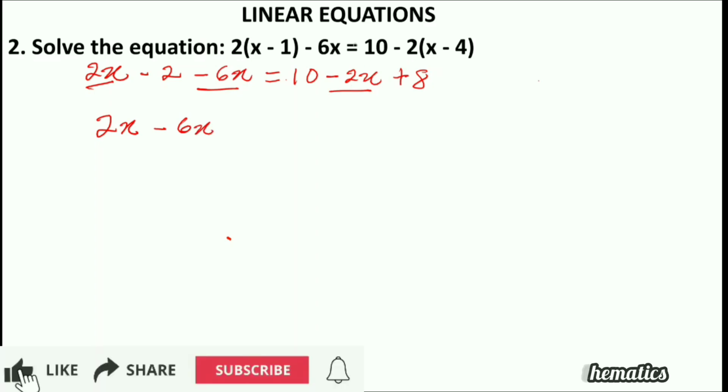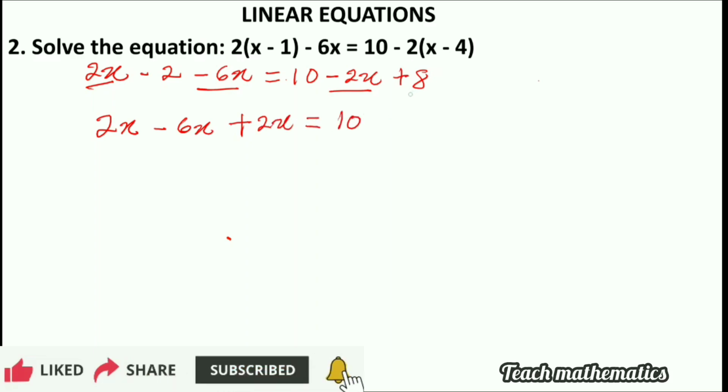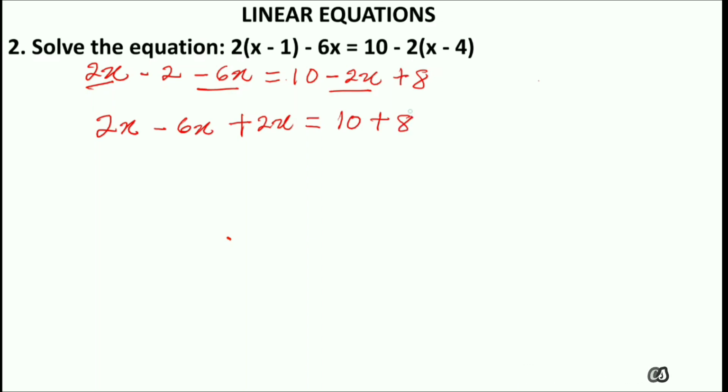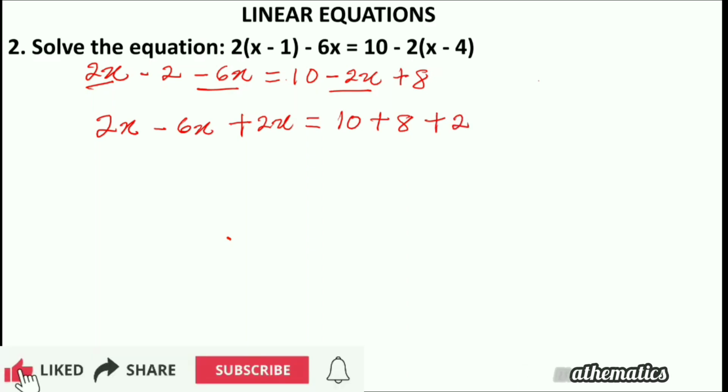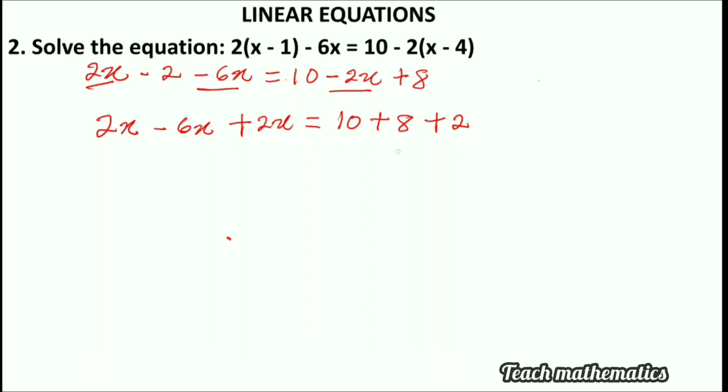When minus 2x crosses to the left hand side, it becomes plus 2x equals to, we have 10 on the right hand side, plus 8. This is minus 2. When it crosses, it becomes plus 2. When a term remains on the same side of the equation, the sign does not change. And so the next thing to do is to simplify.